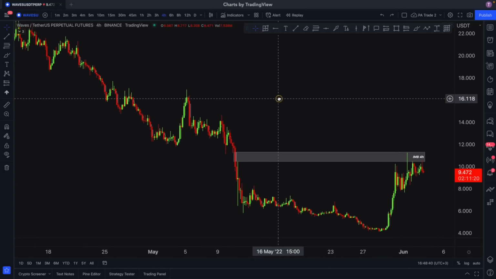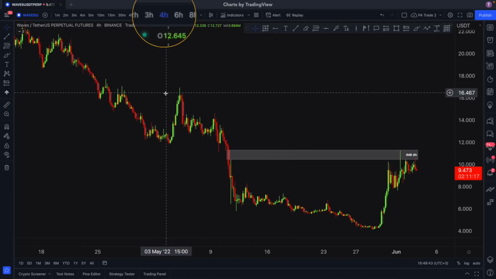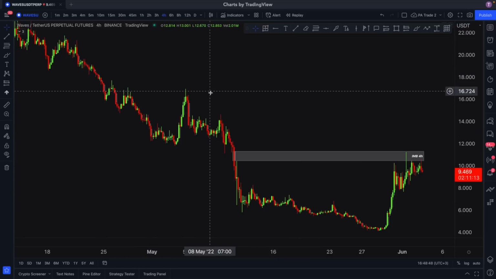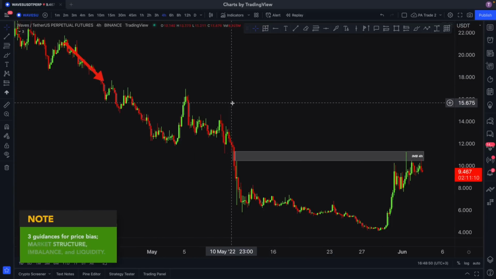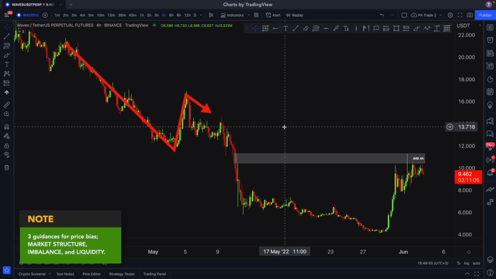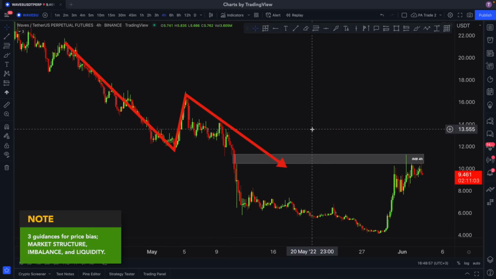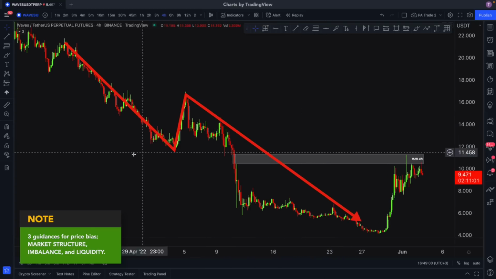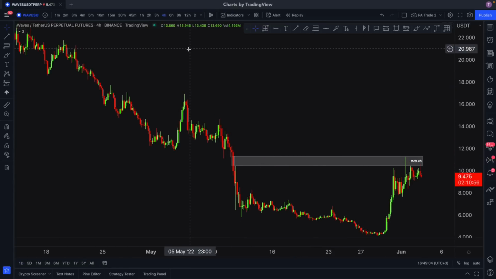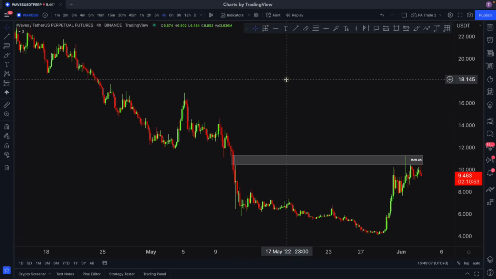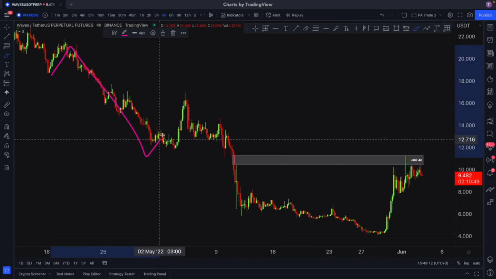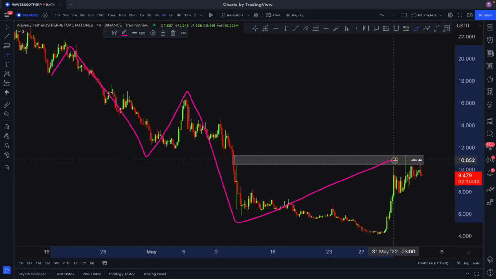Well, people asked me a lot to do a top-down analysis. Let's do a brainstorming today. When I open any chart in any time frame, the first question that I ask myself is, what is the price trying to do? I have three guidance: market structure, imbalance, and liquidity. When I opened the chart at 4 hours time frame, the consensus was a very strong downtrend. I'm a true believer in trends. Do not trade against the trend.